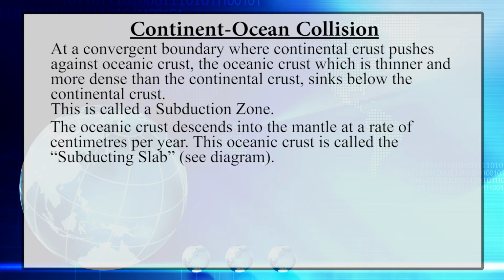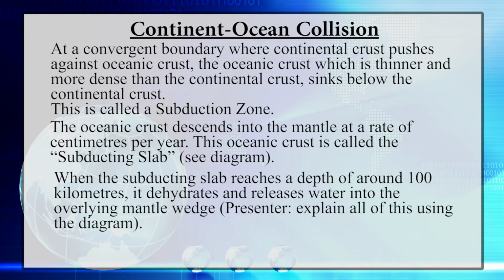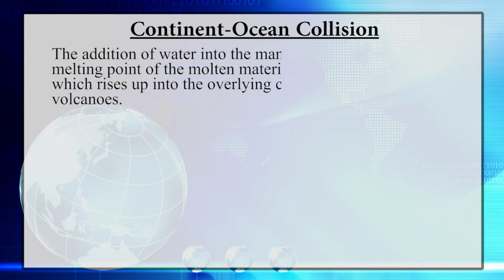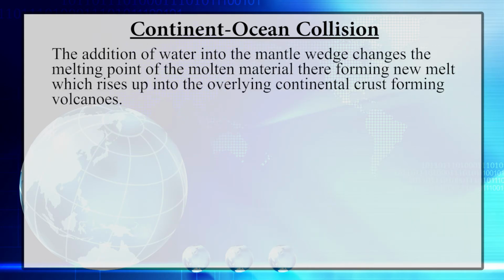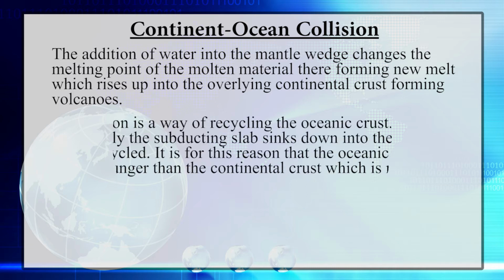the subducting slab. And when the subducting slab reaches a depth of around 100 km, it dehydrates and releases water into the underlying mantle wedge, and the addition of water into the mantle wedge changes the melting point of the material, and there actually forms the new melt, which rises up into the overlying continental crust and forms volcanoes.